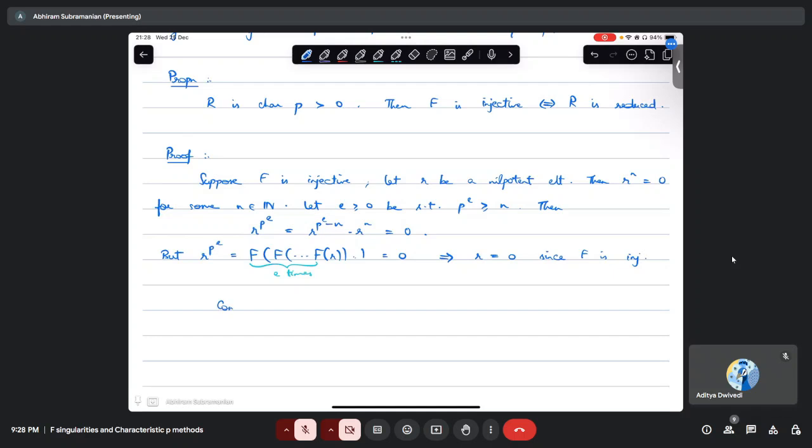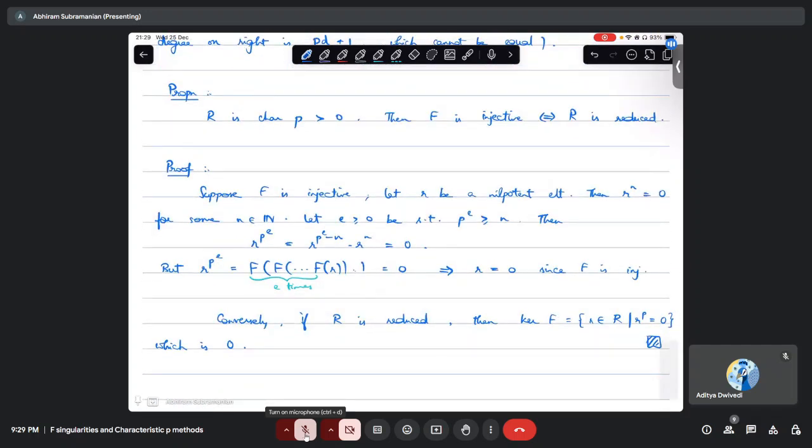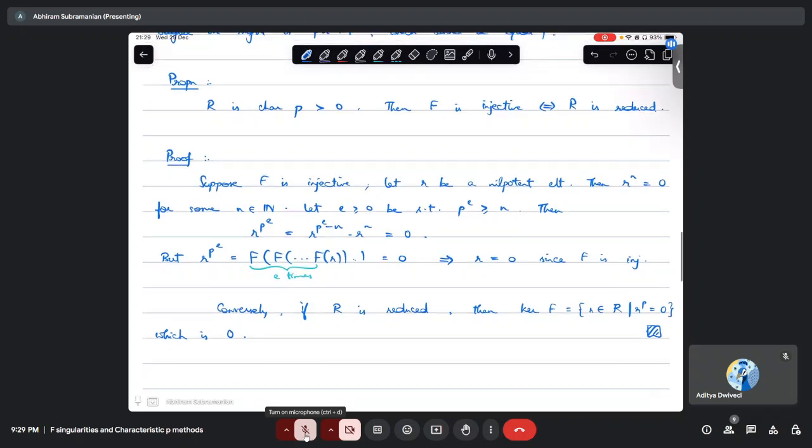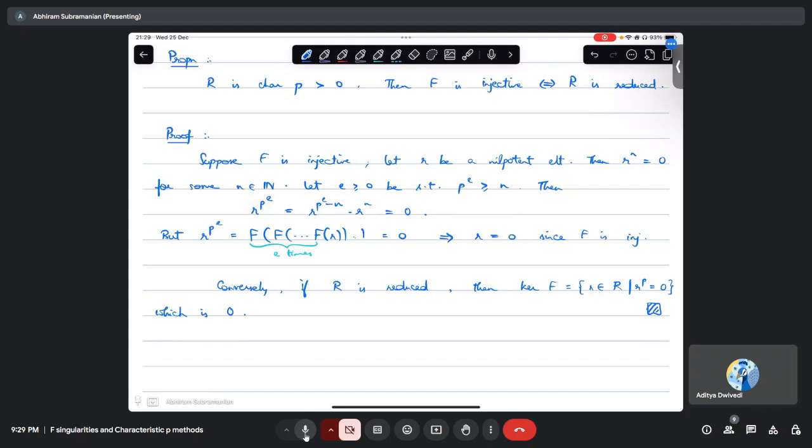And conversely, if R is reduced, then the kernel of F is the set of all r in R such that r to the power p is 0, but this is just 0. So that is a very quick result on when F is injective. Now, a natural question.